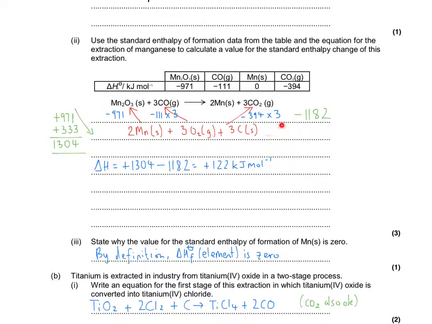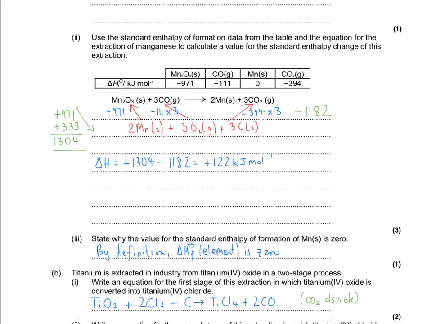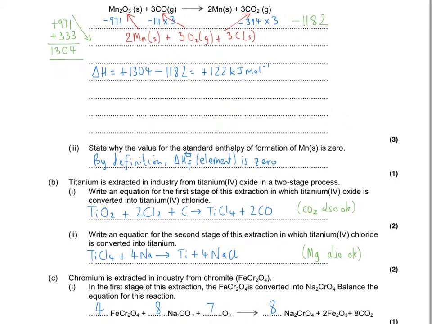You should write the elements here in full, in their standard states, as written there. Part 3, already talked about this. Why is the formation of manganese dioxide 0? By definition, the enthalpy of formation of an element is 0.